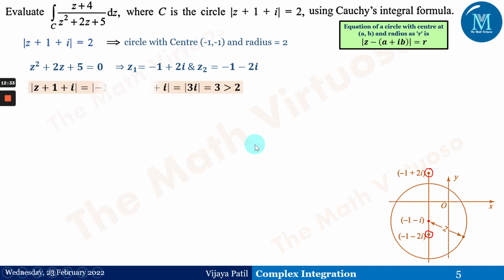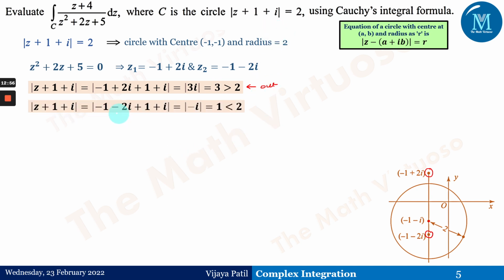Let us check that the same way, using the distance between the center of the circle and the point. So replacing z by z1, that is minus 1 plus 2i, plus 1 plus i, will be mod of 3i, which gives 3, which is greater than 2. So this particular point is outside the circle C.